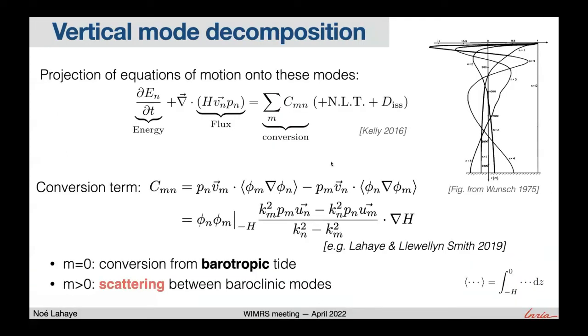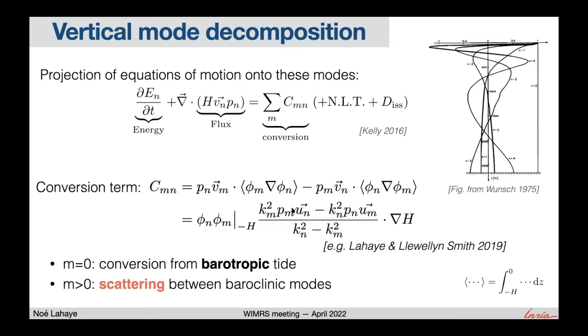So you can repeat the same kind of analysis. You can derive, in a linear framework, the energy equation per vertical mode. And you can see that we have a conversion term here that can be seen as a generalization of the conversion from the barotropic to the baroclinic tide. But now we have a transfer of energy between each mode that is described by this term.